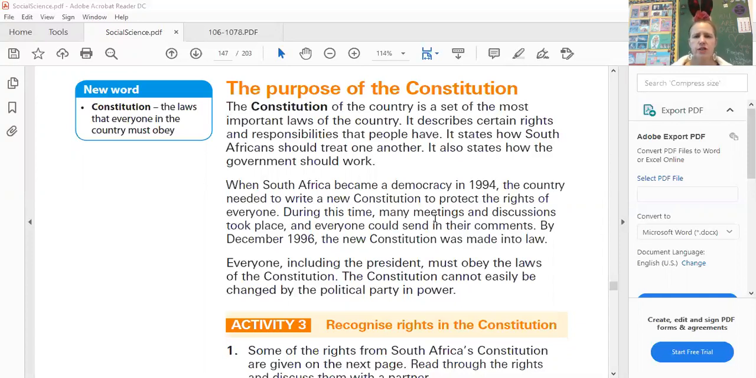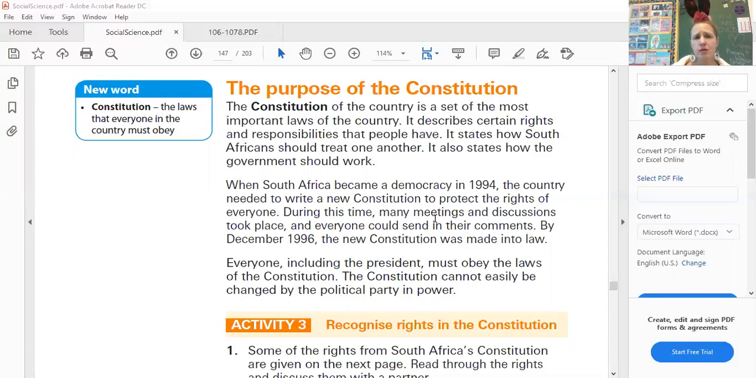The Constitution of the country is a set of the most important laws of the country. It describes certain rights and responsibilities that people have. It states how South Africans should treat one another. It also states how the government should work. When South Africa became a democracy in 1994, the country needed to write a new constitution to protect the rights of everybody. Because remember, the laws were unfair.